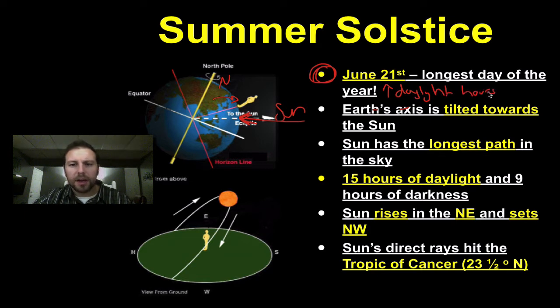Earth's axis is tilted towards the sun, or the northern hemisphere is tilted towards the sun. The sun has the longest path in the sky. Remember, a couple of screencasts ago, we talked about the celestial sphere, how all objects in the sky appear on it. If we look down here, this is our celestial sphere. Notice that the sun rises for the most part in the east. It's up to its highest point at noon, and then sets somewhere in the west. This path is longer in the summer. It actually has a bigger path.